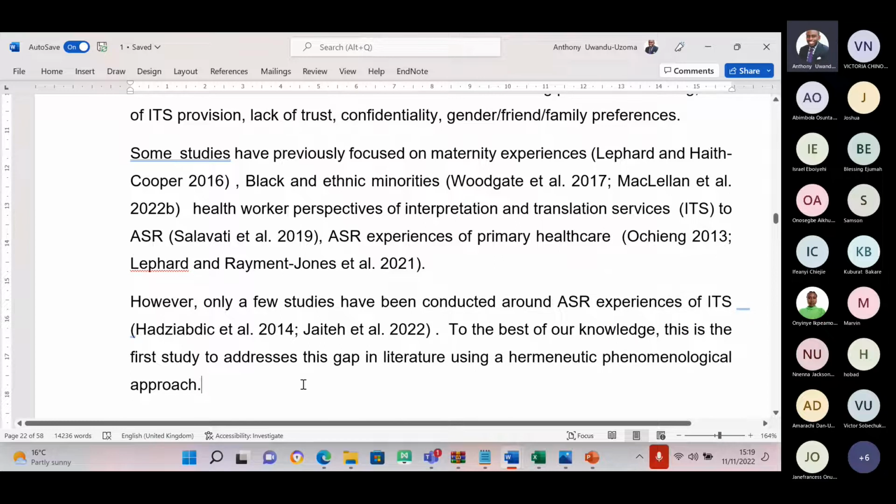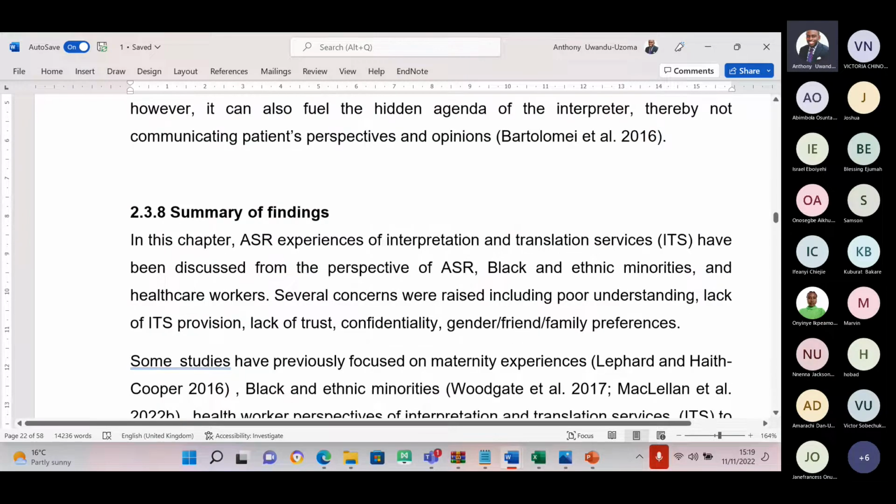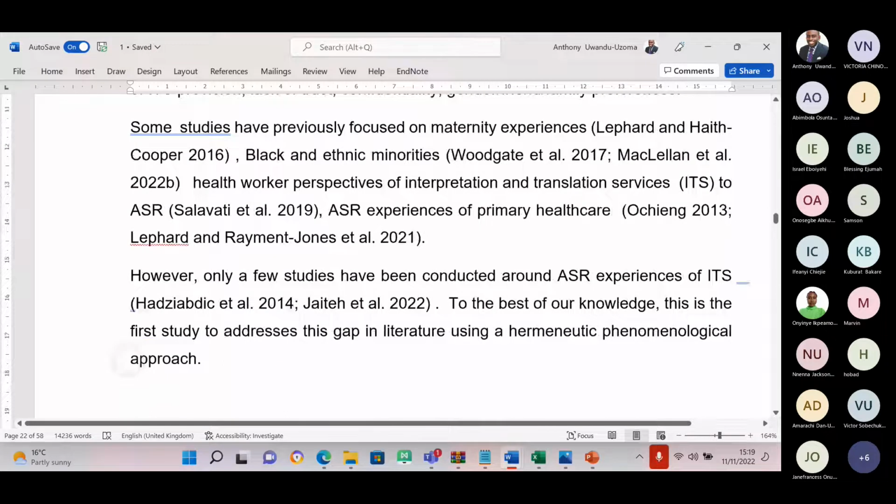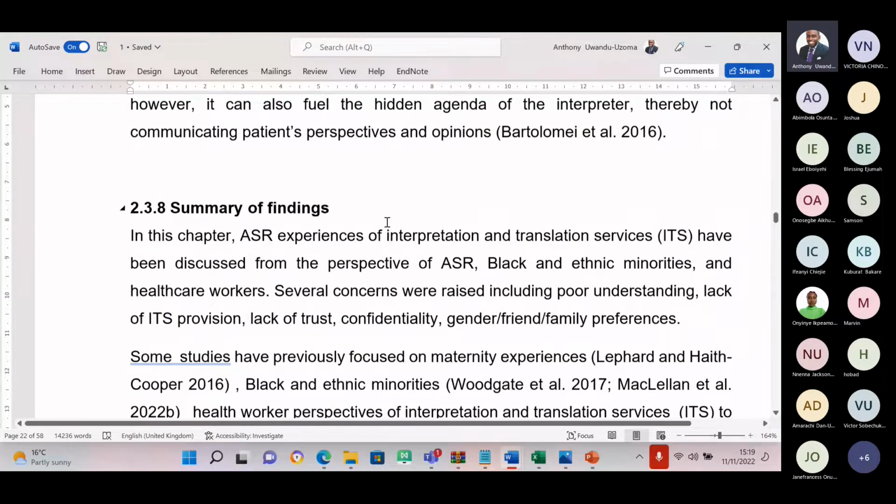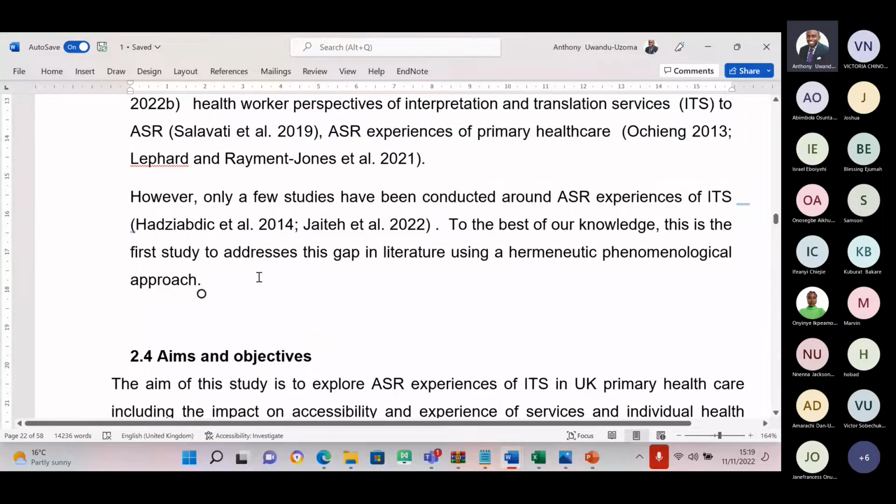So you see, I have stated why my study is important. But your own may not be. Your own may be that, to the best of your knowledge, this is the first time that a review is being conducted on your topic, or that the ones that have been done so far are outdated, or they didn't use qualitative synthesis. They used mixed methodology.